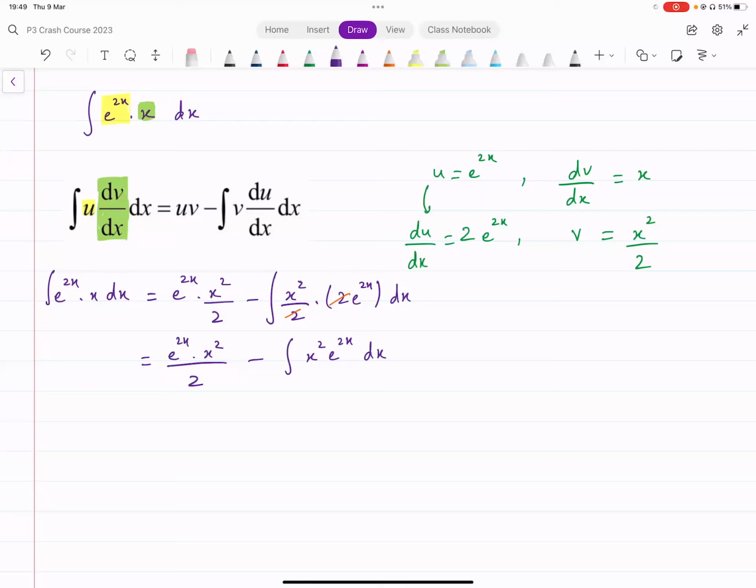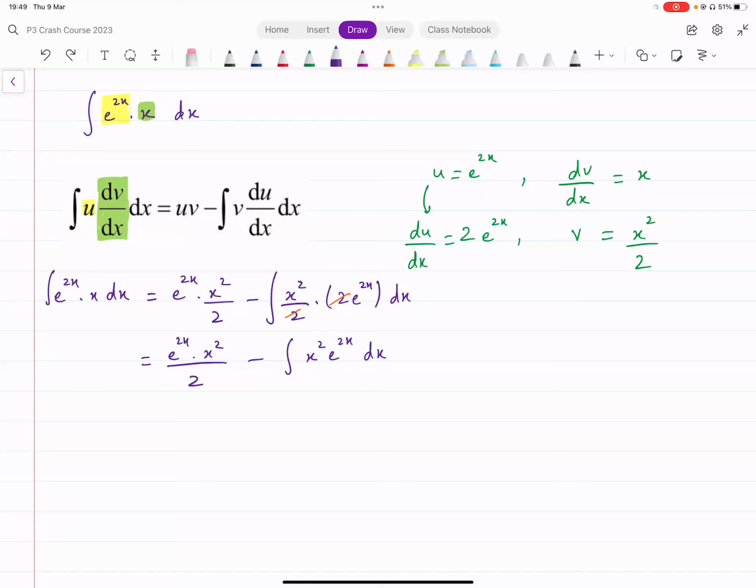And the problem is it's actually even more complicated than the original product. In the original product, you had x power 1 and e power 2x. Now you have x squared with e raised to power 2x. And this is even more complicated than before, right? So we started from x e raised to power 2x. Now we have x squared e raised to power 2x. Now, what do we do with this?